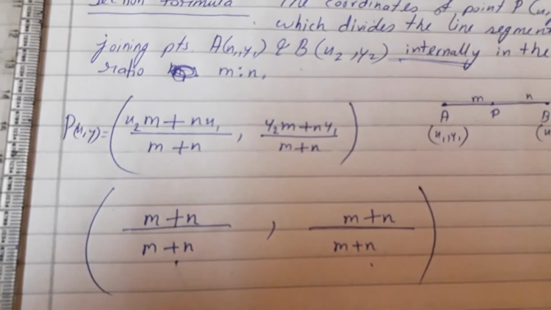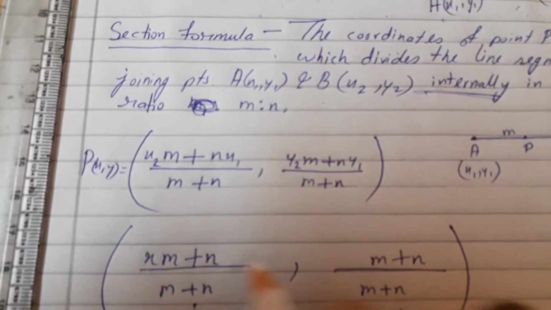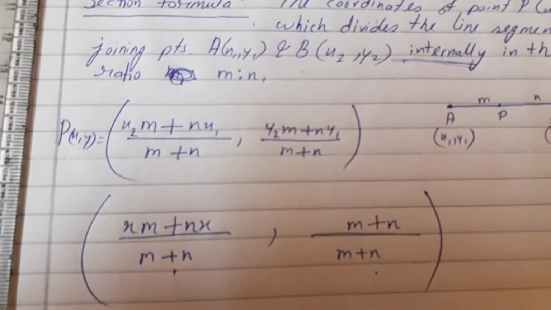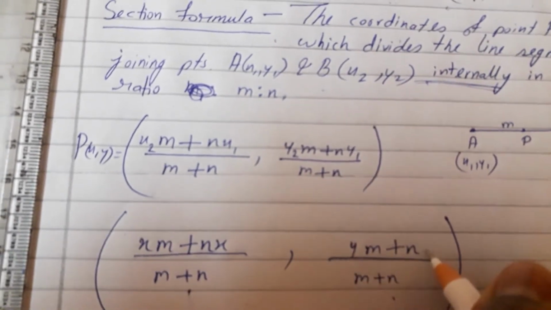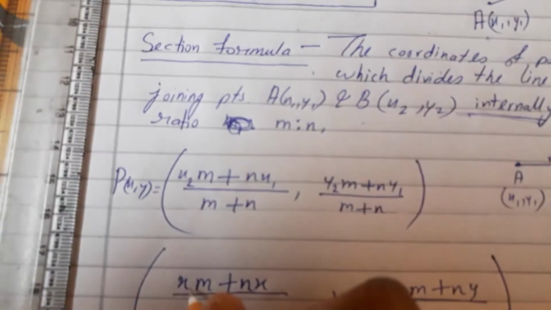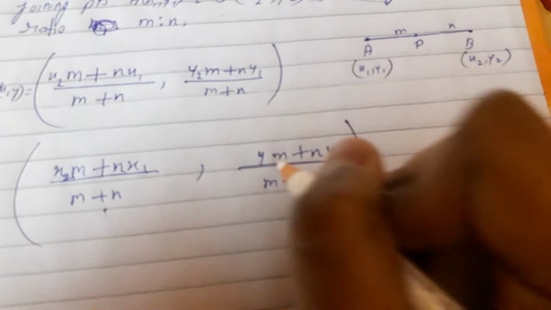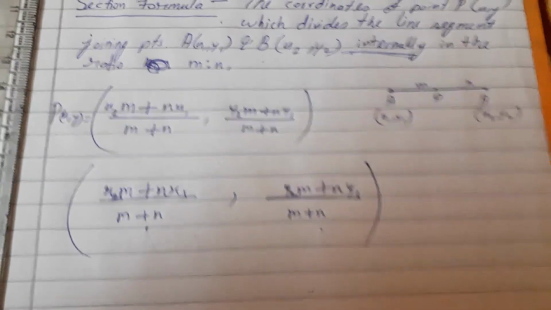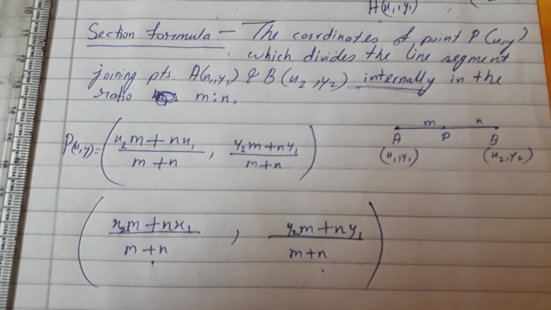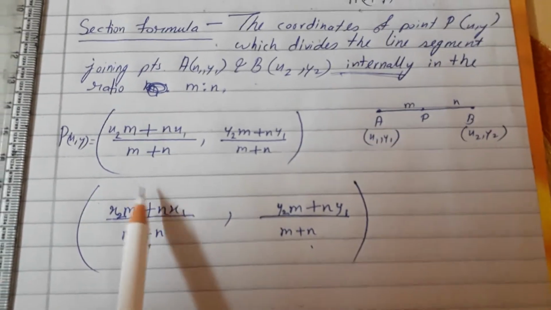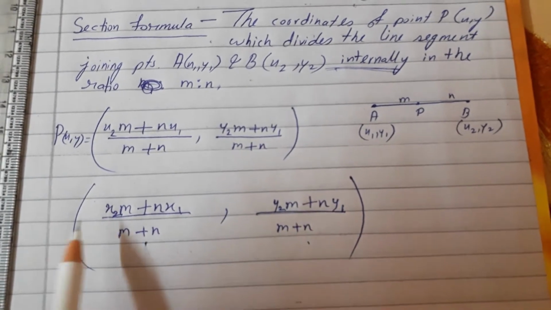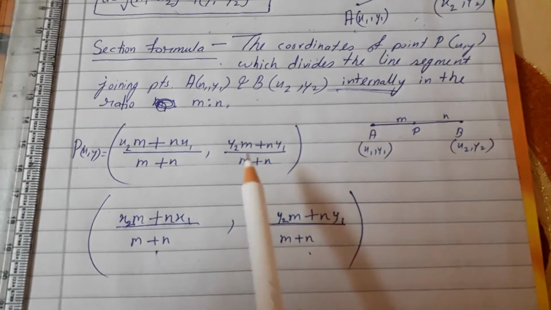Now this is the x coordinate, so you multiply x into m and n into x. Here it is the y coordinate, so multiply y here. Now you write x2, x1, y2, y1. Now you easily get the formula. So always learn this section formula the way that I am showing you, step by step. First write the sum of the ratios in both the numerator and the denominator. Then multiply x and y, then 2 1 2 1. Then the formula comes.